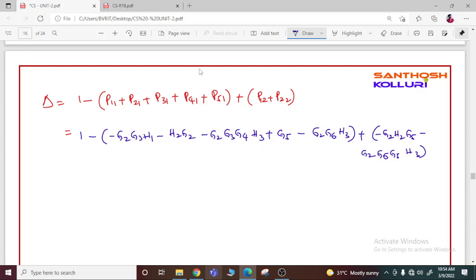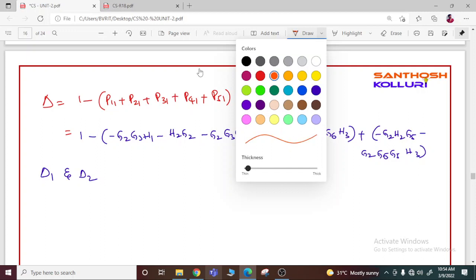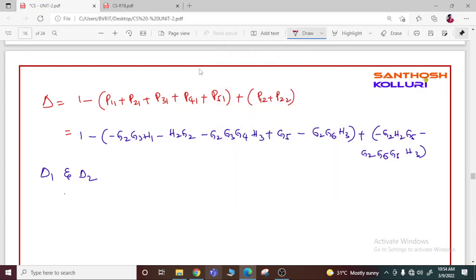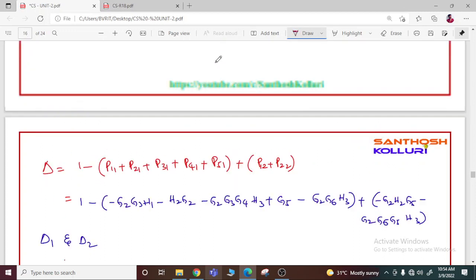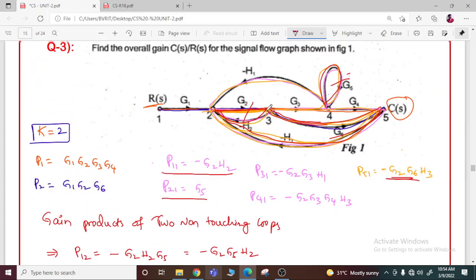Okay. Now we have to calculate delta 1 and delta 2. As there are two forward paths, we have to calculate delta 1 and delta 2. So delta 1 is nothing but the part of the graph which is non-touching with the first forward path. If I take delta 1, this first forward path is touching all the parts of the graph, so there is no remaining part which is non-touching.